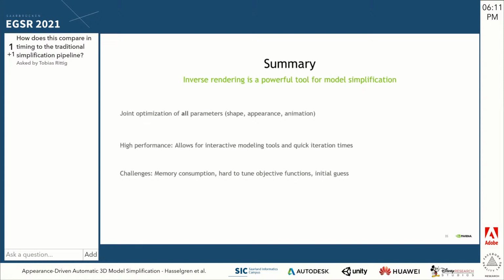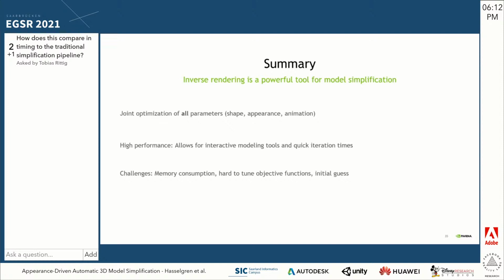In summary, we've shown that inverse rendering is a powerful tool for model simplification. You can do joint optimization of almost any parameters, such as shape, appearance, animation parameters, etc. We got a lot better performance than we initially expected in terms of runtime. And we think that this could allow for, example, interactive modeling tools, but at the very least, it would give quick iteration times while training.